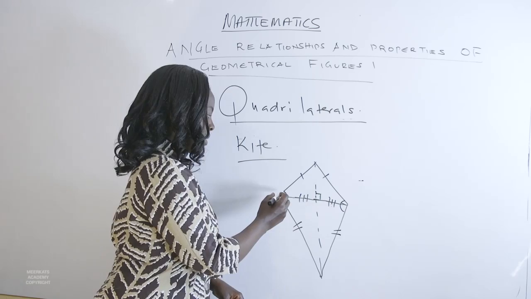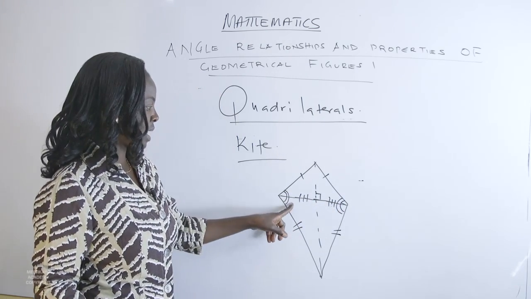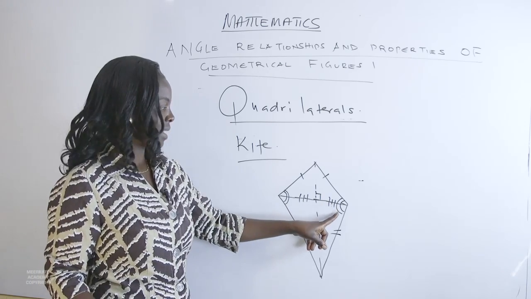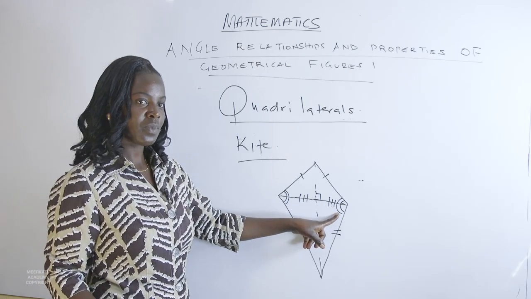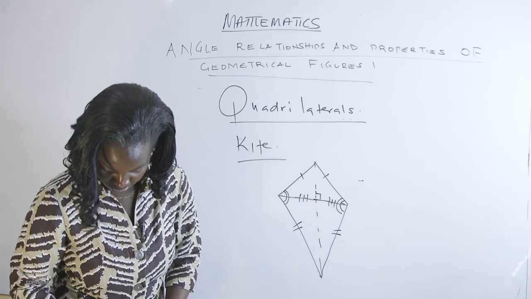Then one thing about a kite is that we also have two opposite angles being equal.